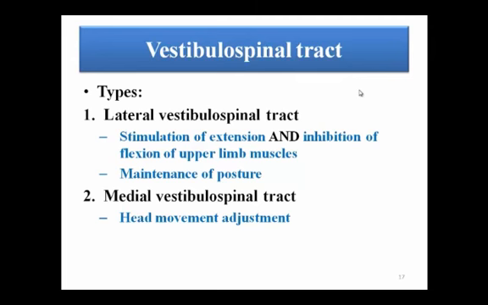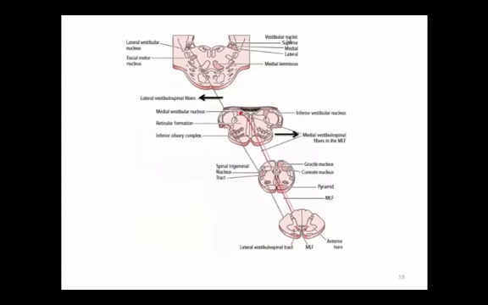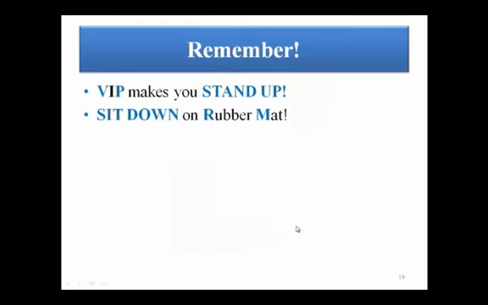Lateral is responsible for stimulation of extension and inhibition of flexion, and also for maintenance of posture, while medial is responsible for head movement adjustment. And here we have the pathway. Both lateral and medial are originating from the vestibular nuclei in the brain stem and then descend in the spinal cord until they terminate at the anterior horn.